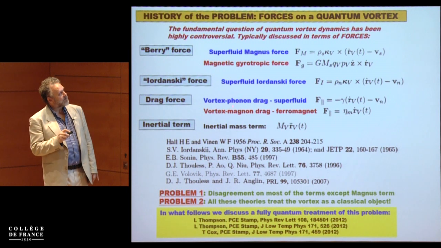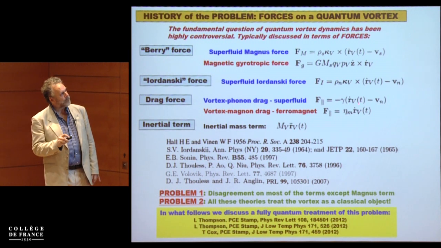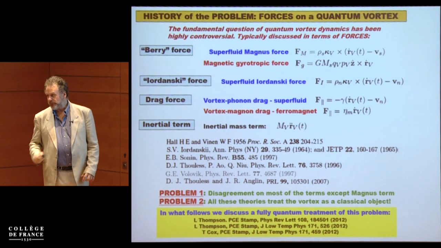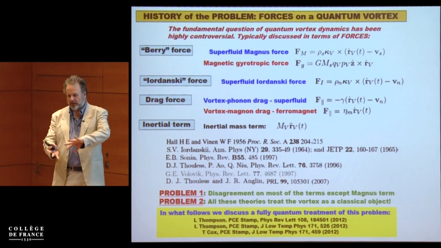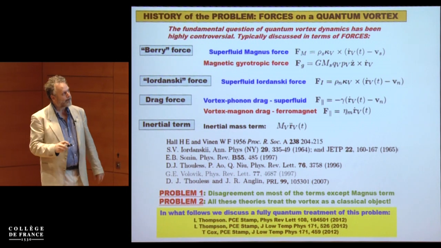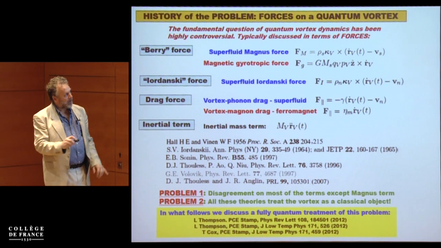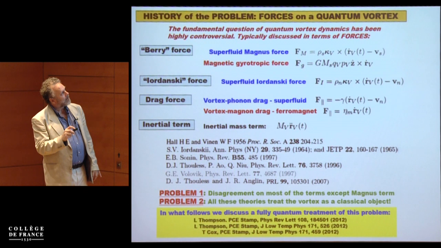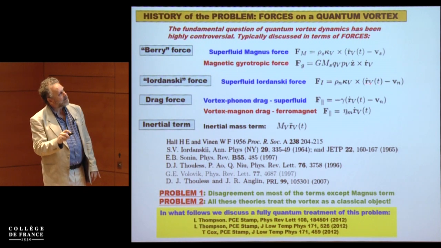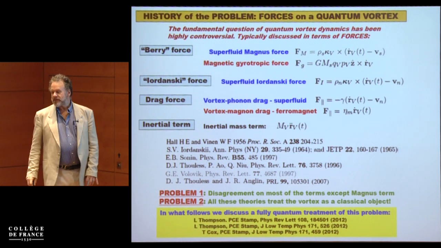Now, there has to be, of course, a drag force from the normal fluid. So this is the velocity of the vortex relative to the normal fluid. The normal fluid may be moving at a different velocity from the superfluid. We can imagine a wind of quasi-particles moving relative to the superfluid, and this will cause a drag on the vortex. Same in a ferromagnet. But as Jordansky pointed out in 1965, there's another force.